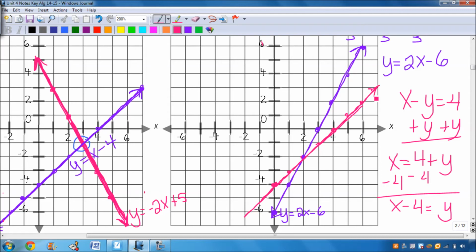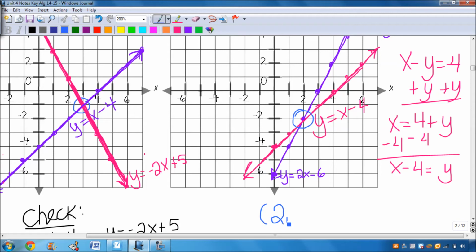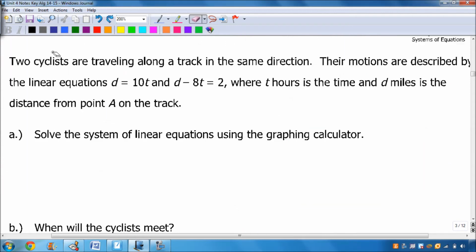Draw your arrow. You end up getting y equals x minus 4, but the most important piece is your solution, which is where they intersect. So my final answer to this is going to be 2 comma negative 2, and that's my answer. I'm good to go. Question number 6, you're going to need your graphing calculator for.